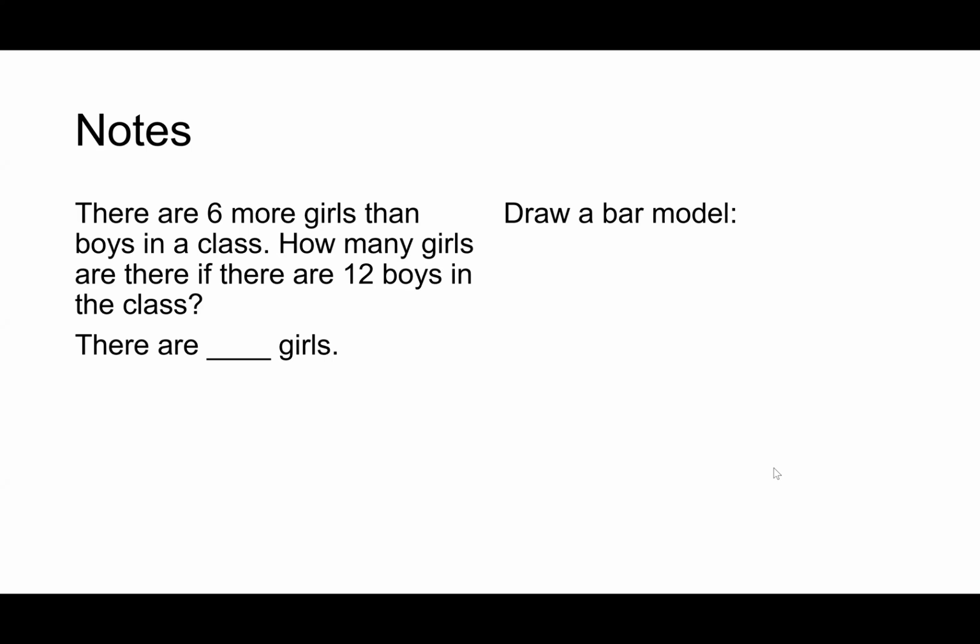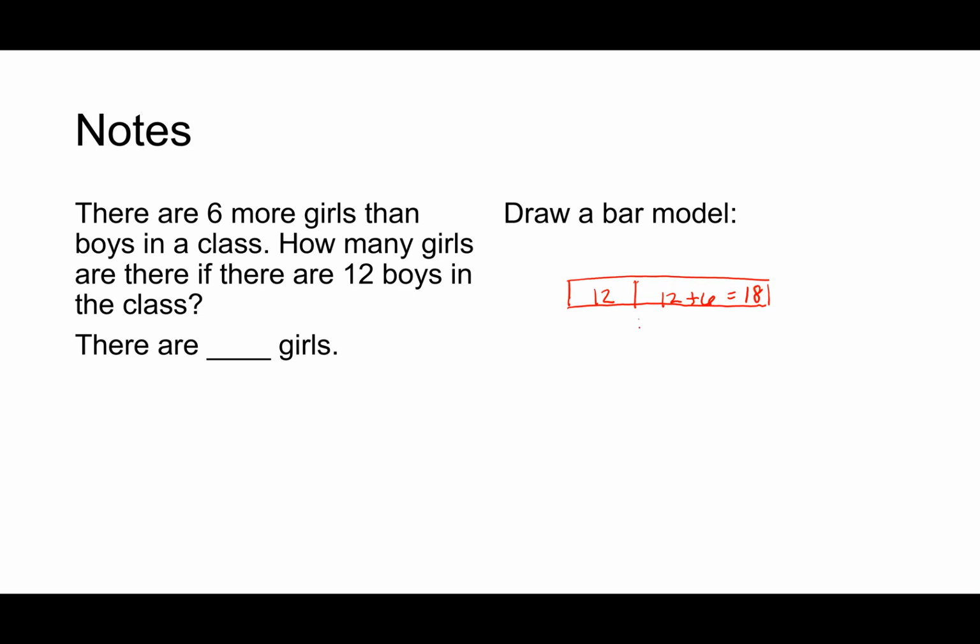I bet you guys can tell me right now. How many girls are there? 18. Okay, let's draw a bar model for that. We're going to practice drawing a bar model for when our equations become a little bit more difficult. So we've got boys and we've got girls. So we've got how many boys, class? And we've got how many girls? Right, 12 plus 6 or 18.